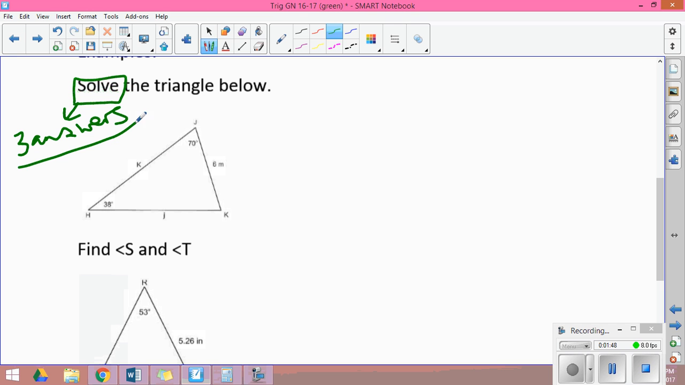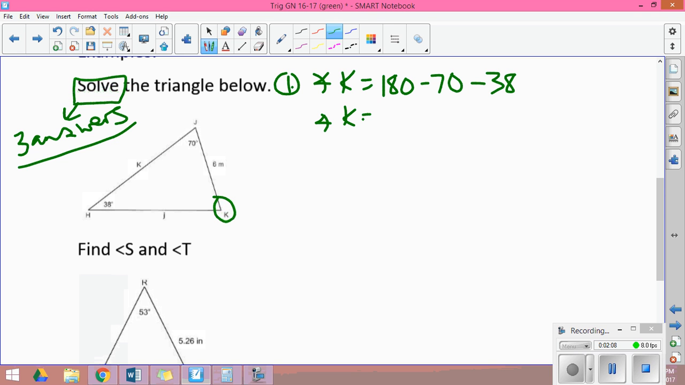So the easiest thing with K is that the 3 angles always add up to 180 in a triangle. And so I know that angle K is going to be equal to 180 minus 70 minus 38. That's one of the easiest things to look for. And so that means that angle K is 72 degrees. So then I go back and see about finding these sides. Obviously, the Pythagorean theorem doesn't work because this isn't a right triangle.